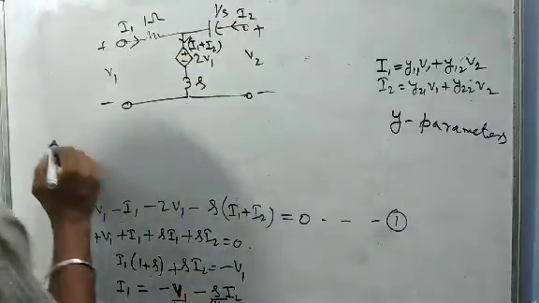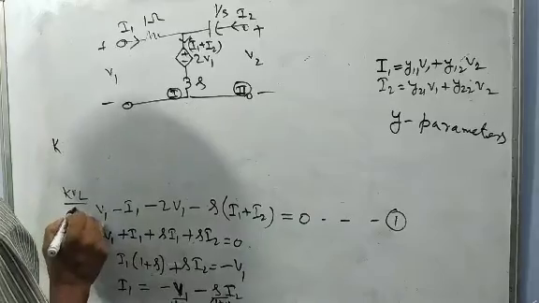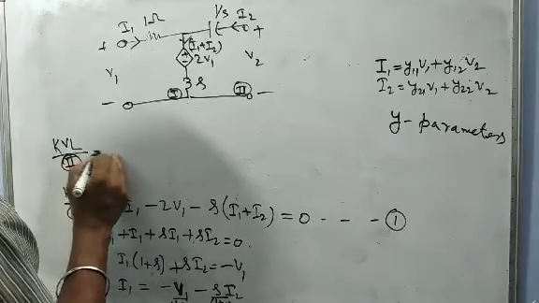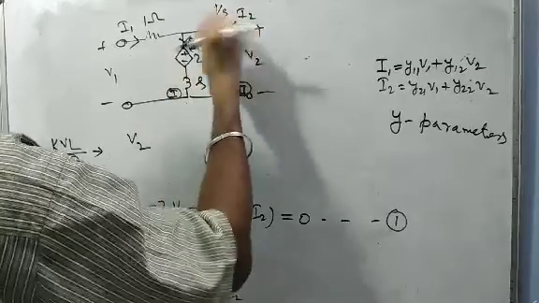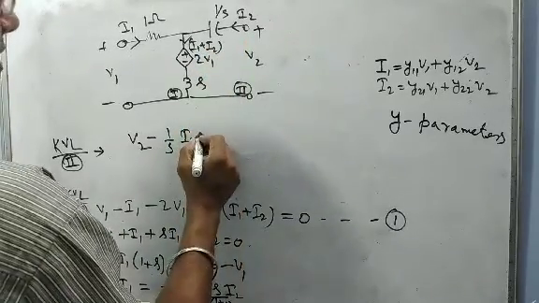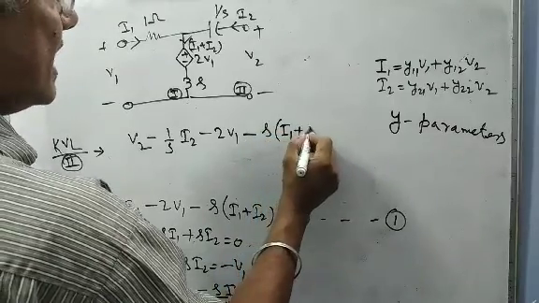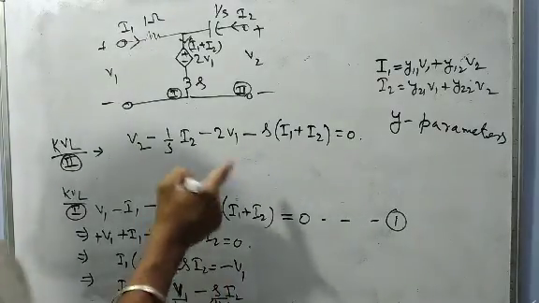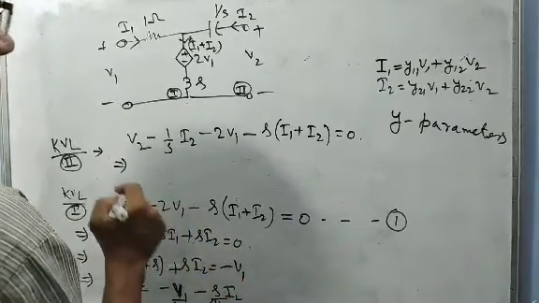Now take this loop. So KVL for the loop 1 we have written, now for the loop 2. So this is for the KVL loop 1. So KVL for the loop 2, what you will be getting? V2 minus 1 by S I2 minus 2V1 minus S into I1 plus I2. Simplify it. So what you need, you have to eliminate I2, isn't it? So from this equation you can get what is your I2 and substitute the value here.